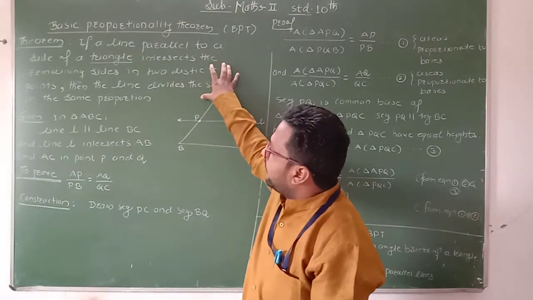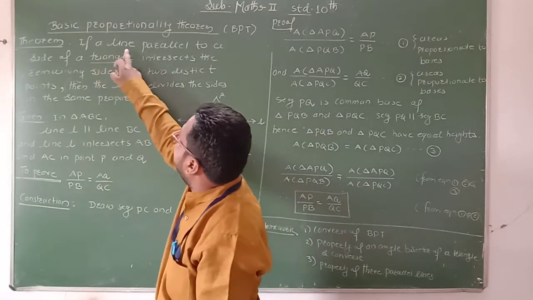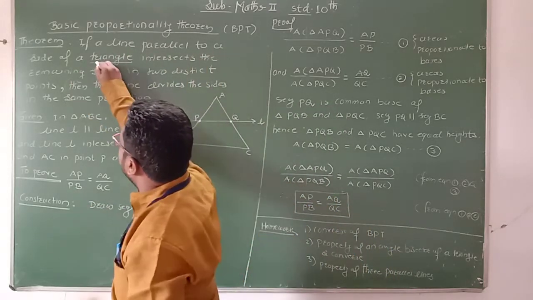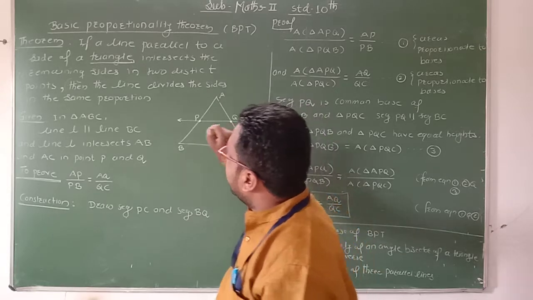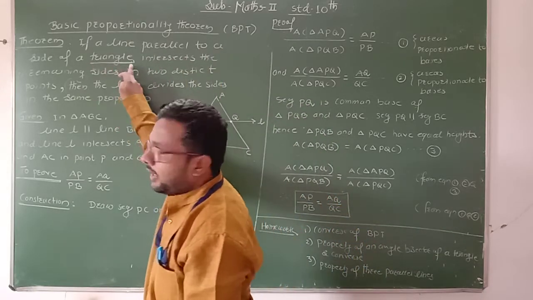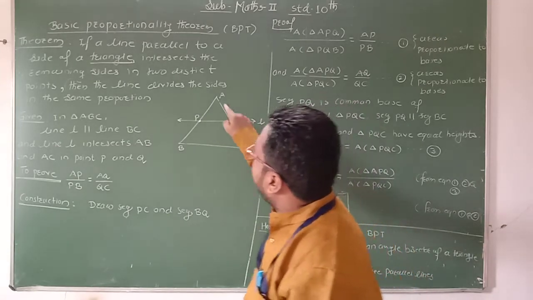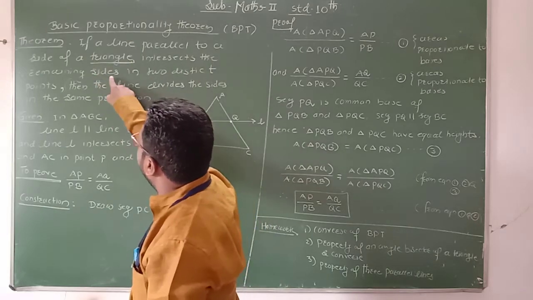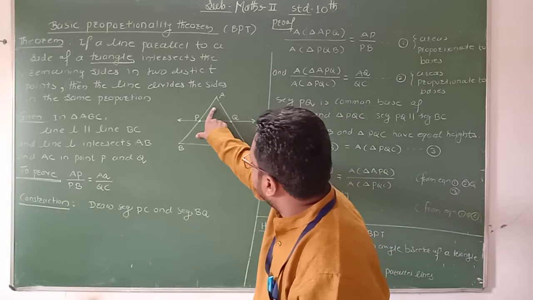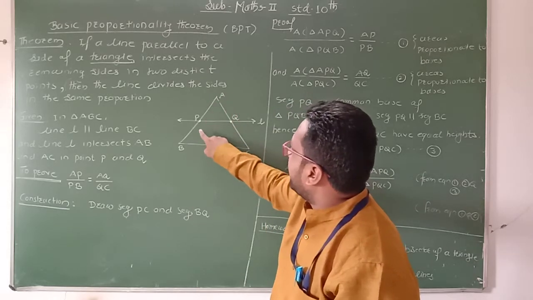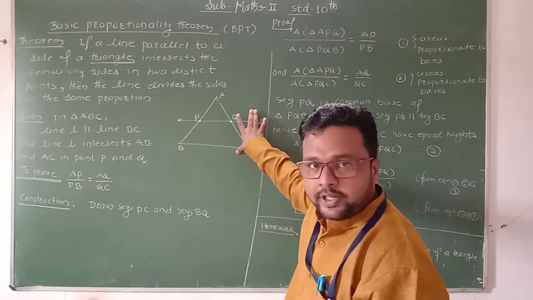Now see, from the theorem we get the given and to prove part. Clear? Now what is given here? If a line parallel to a side of a triangle. This means what is given? Triangle. So first here we draw the triangle ABC. Now a line is parallel to the side of the triangle. Here we take a line L which is parallel to the side BC. And this line intersects the remaining sides in two distinct points. Line L intersects the remaining two sides, that is AB and AC, in two distinct points P and Q. Clear? According to the statement, here we draw the figure.